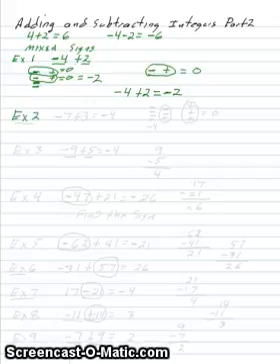Example 2. Negative 7 plus 3. Again, we have 7 negatives: 1, 2, 3, 4, 5, 6, 7 negatives, and 3 positives. 1, 2, 3. So these 3 negatives combine with those 3 positives to give us a net charge of 0. What's left? The 4 negatives. So negative 7 plus 3 equals negative 4.